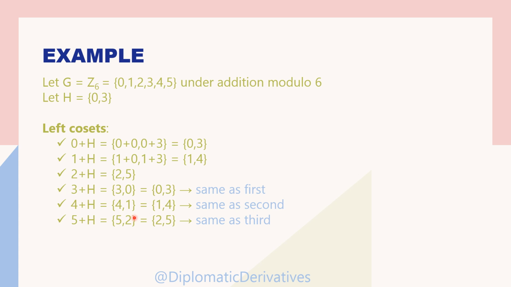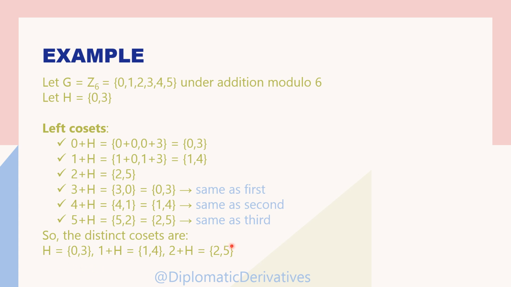All right. Now we come to the point as we talked in the previous slide about the index. Now what is the index? Index is the number of distinct left or right cosets. Now distinct here means not the same ones, so different ones. That is, you have 0 plus H, you have 1 plus H, and you have 2 plus H. The rest of the 3 are repeated, right? The distinct ones are only the first 3. So these are the distinct cosets.